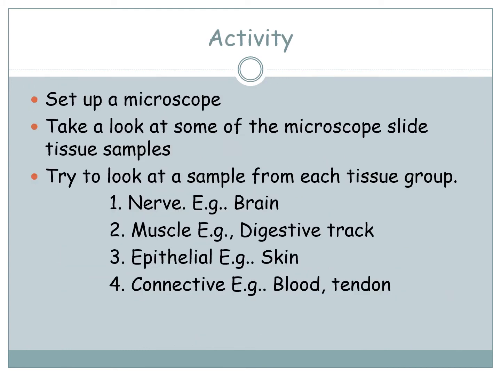Then if we were in class, we would look at different tissue samples under the microscope. So we'd look at the brain so that we could see the nerve tissue. We'd look at the digestive tract so we could see the muscle tissue. We'd look at the skin so we could see the epithelial tissue, and we'd look at the blood and tendons to see the connective tissue.